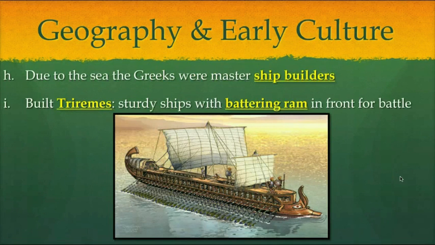We talked about Greek shipbuilding. Due to the sea, the Greeks were master shipbuilders. You've heard me mention that already, but if we talk about how geography shapes Greek life, this is a big deal here. And one of the things they built were triremes. You can see this picture of the trireme right here. Definitely a very well-built ship. They were sturdy, and they had this battering ram in the front.